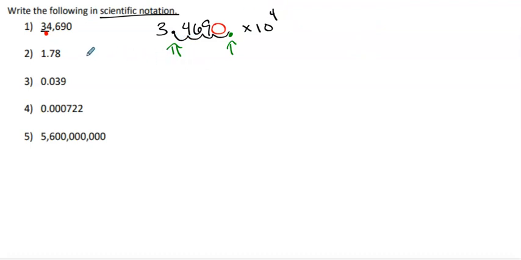All right, 1.78. Let's look at that one. 1.78. This one's already in scientific notation. I don't need to do anything else to it. 1.78 is just 1.78 times 10 to the 0 power. I don't need to do anything else to that.